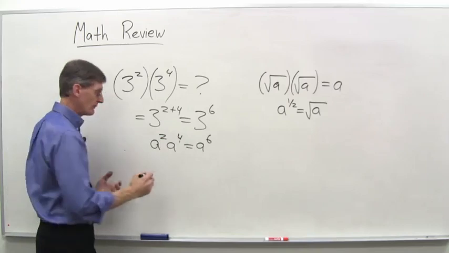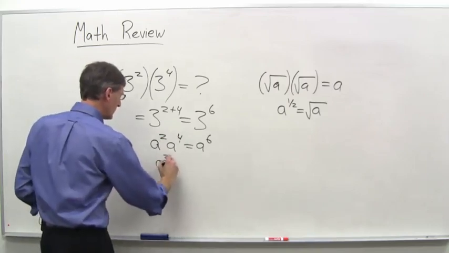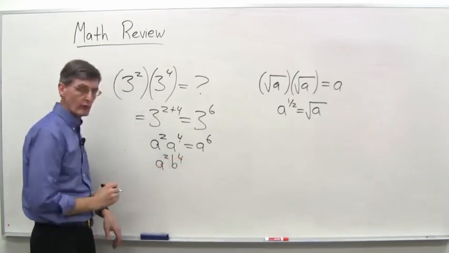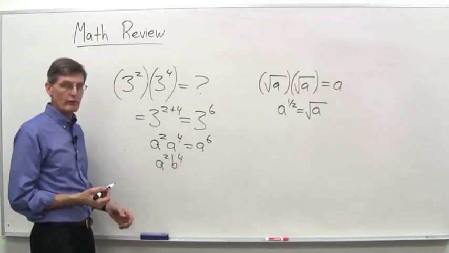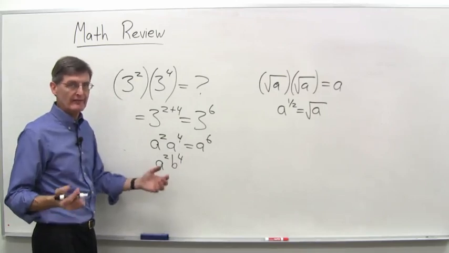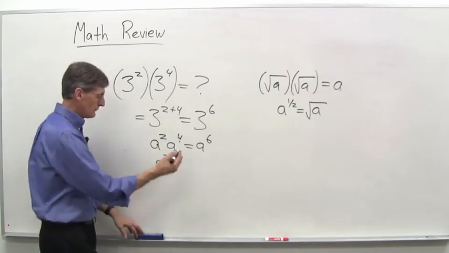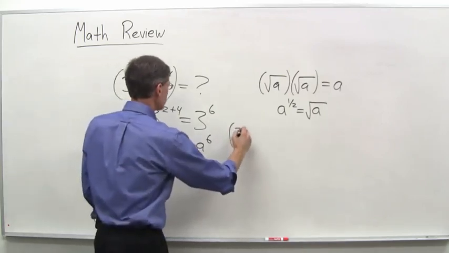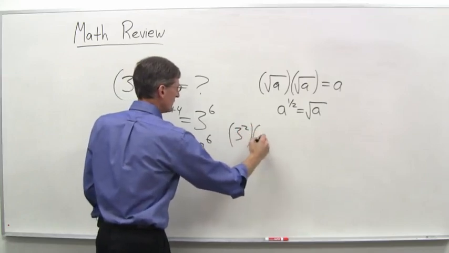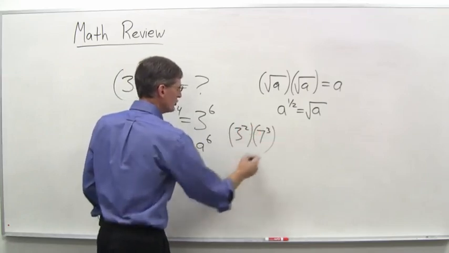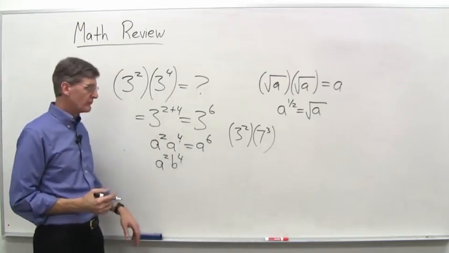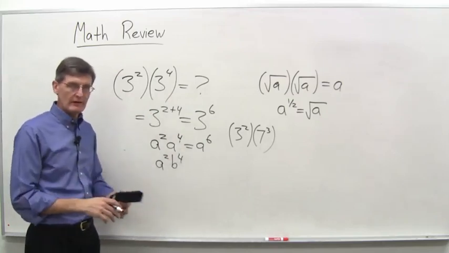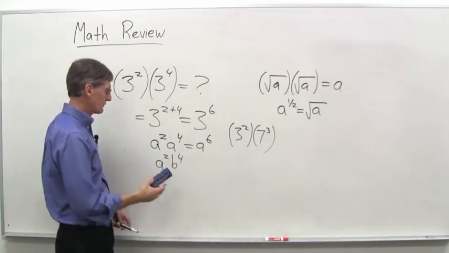What you can't do is something like this. If you have a squared times some number b to the 4th, there's nothing you can do with that. You can't do 2 plus 4 there and somehow do ab to the 6th or something like that. Because it'd be something like this: if you have 3 squared times 7 cubed, you can't just do 21 to the 6th power or 5th power, something like that. Won't work. Doesn't make mathematical sense.